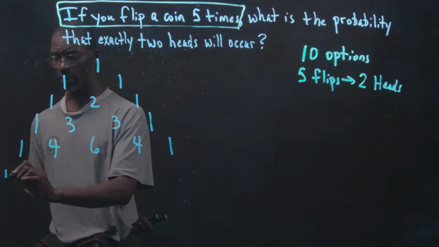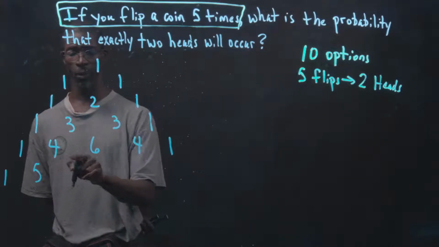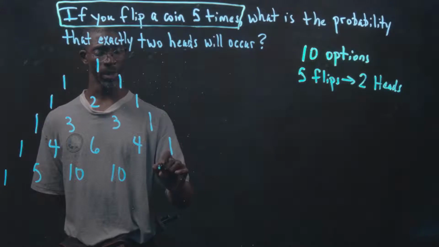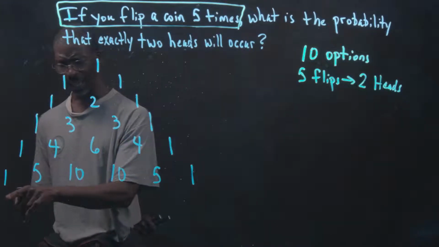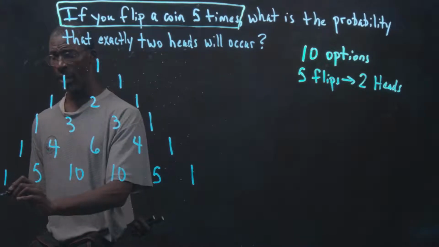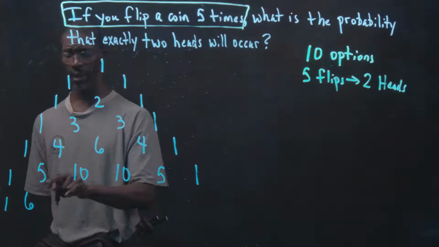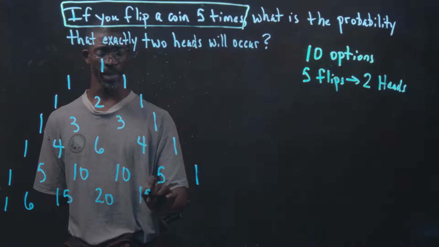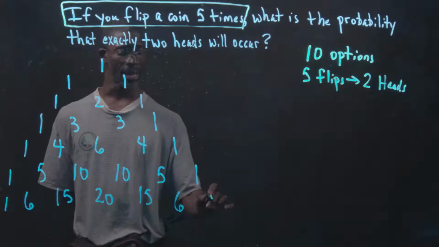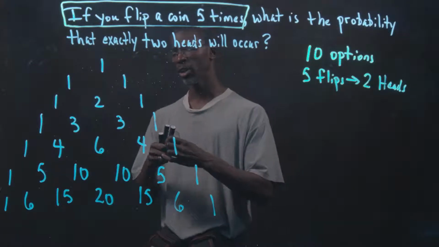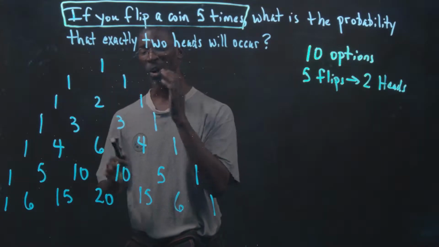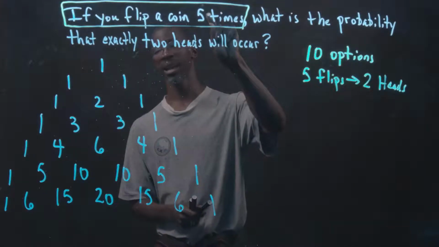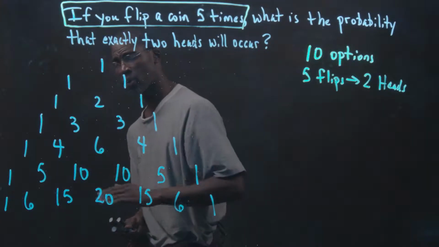And then the next row begins with a 1, 1 plus 4 is 5, 4 plus 6 is 10, 6 plus 4 is also 10, and then 4 plus 1 is 5, ending with a 1. Lastly, for this example, we'll go down to 6 rows. Begin with a 1, 1 plus 5 is 6, 5 plus 10 is 15, 10 plus 10 is 20, 10 plus 5 is 15, 5 plus 1 is 6, and then ending with a 1. Now, I've only gone down 6 rows. I actually did not really need to go down 6 rows because we're dealing with a situation that looks like 5. Something happens here 5 times, which means I only really needed to go down to the 5th row.